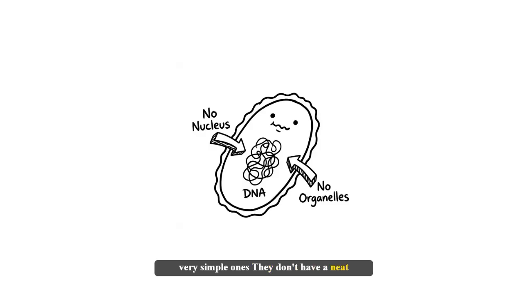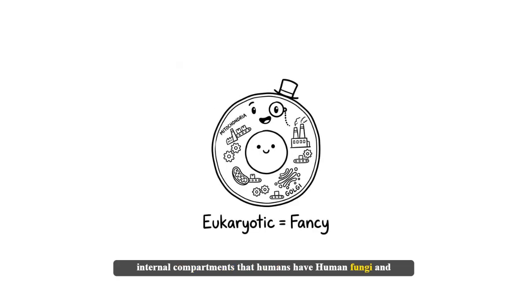They don't have a neat little DNA office, which we call a nucleus. Their DNA sits in the main part of the cell. They also don't have the same internal compartments that humans have. Humans, fungi, and parasites, on the other hand, are eukaryotic cells. Think prokaryotic, but just a lot fancier. Their DNA is stored inside a nucleus. They have lots of internal compartments, which we call organelles, and these do specialized jobs.